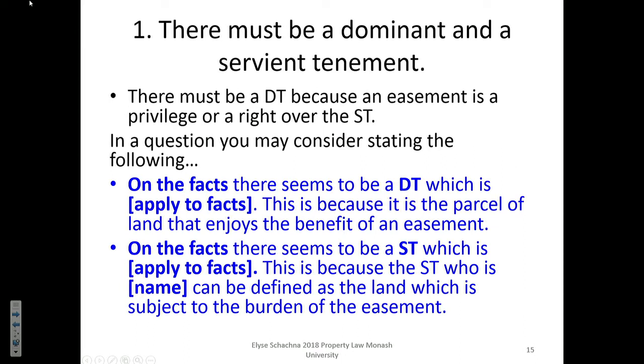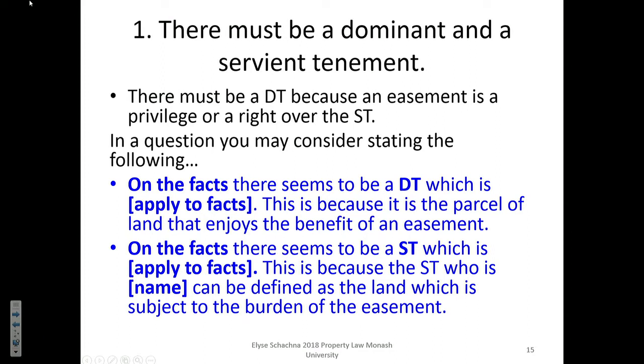So we get now back to those elements 1 to 4. And now that we've gone through the facts of the cases, I think it's important now to use those facts and to put it into the element so we understand how it applies. So to recap, the first element is there must be a DT and an ST. Okay? So we need to apply that to the facts. So on the facts, we say this land is the DT, and on the facts, that land is the ST.